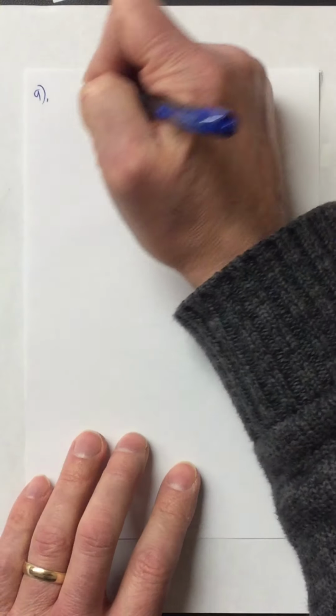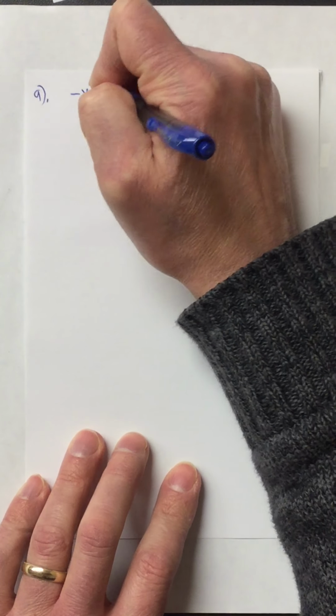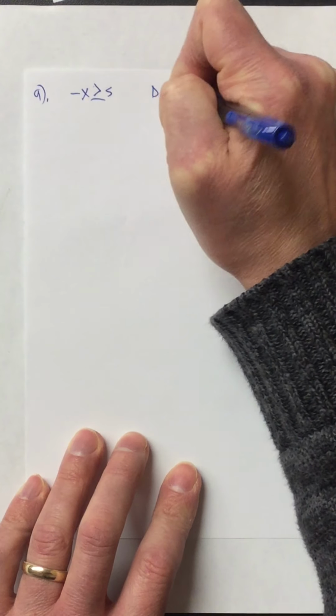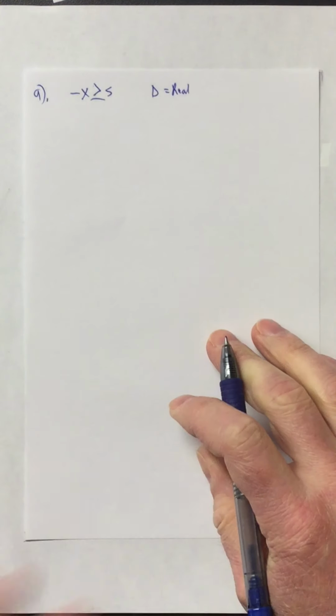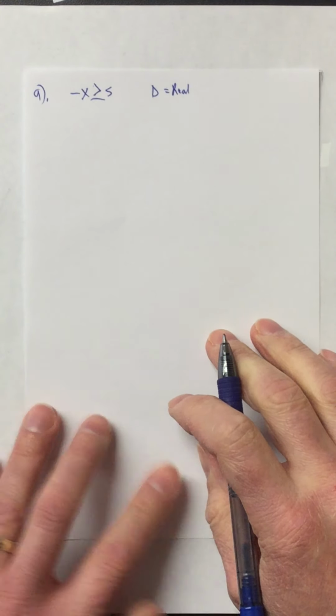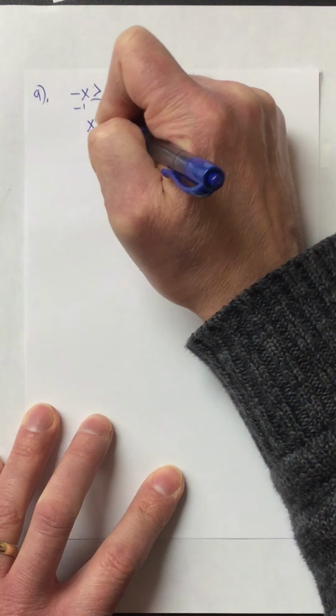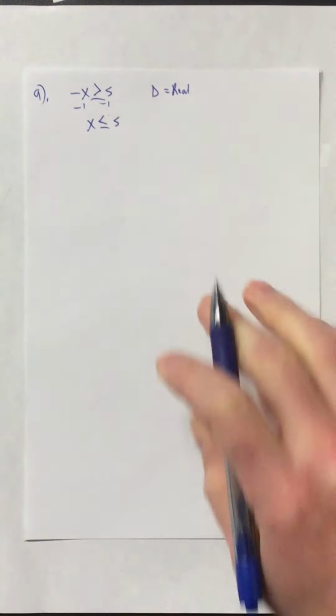All right, practice problem A. And practice problem A, we are given negative x is larger than or equal to 5. My domain is all reals. So I'm going to multiply both sides by a -1. That gives me x is anything less than or equal to 5.